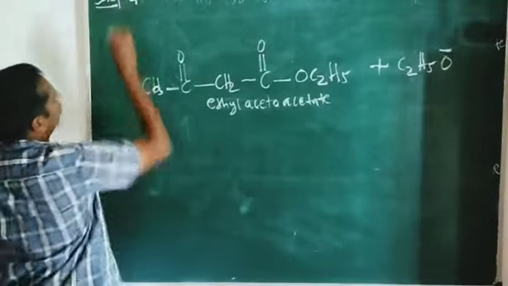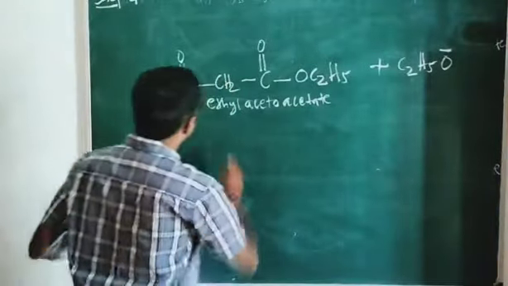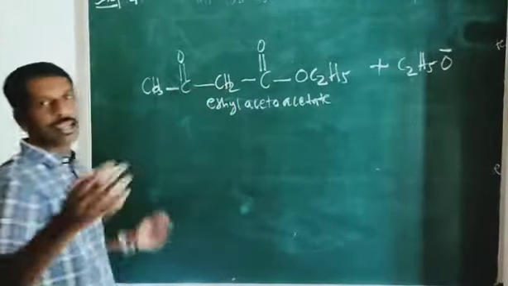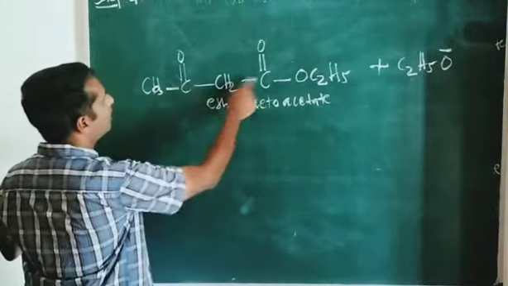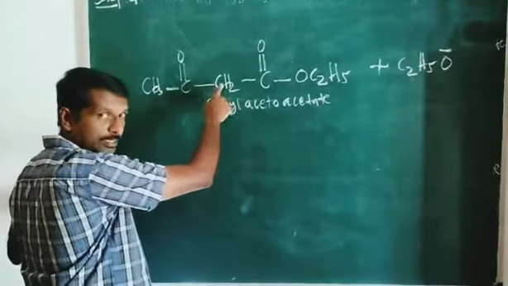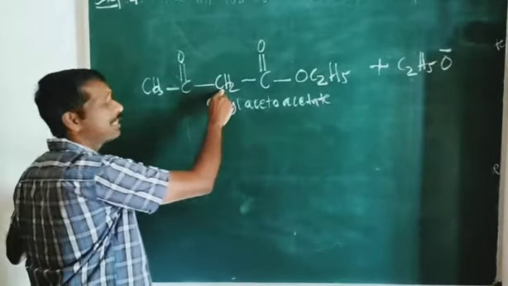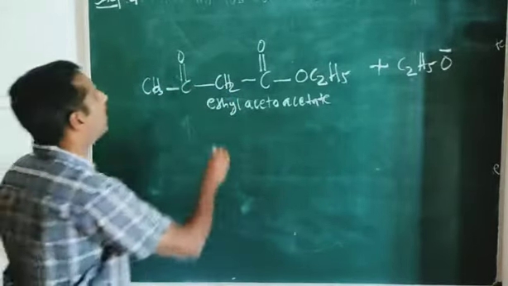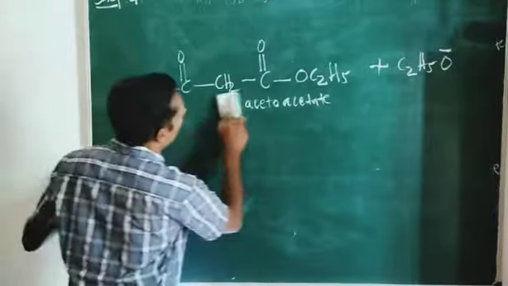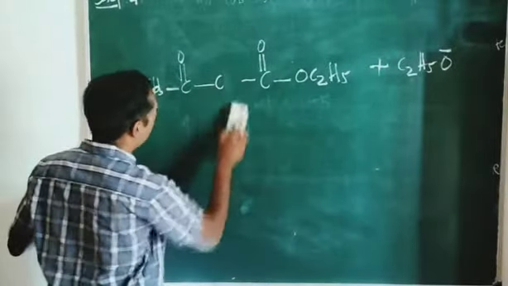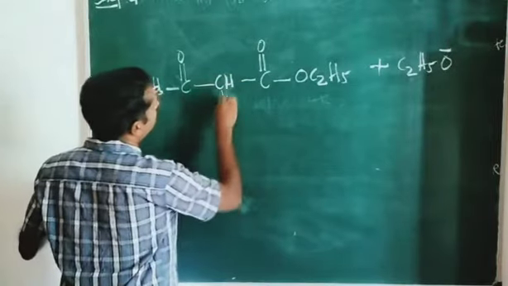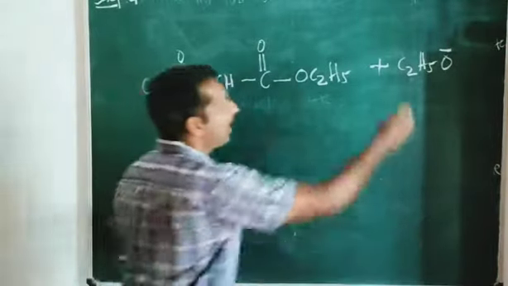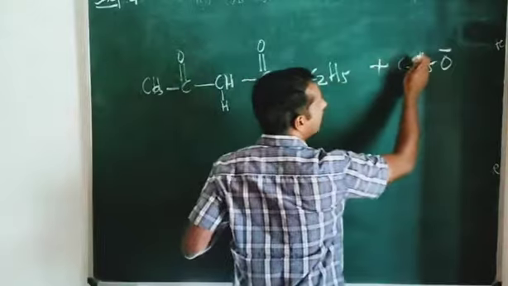Look at it here. This CH2 group, now I am again coming back to our first point, is between two electron withdrawing groups. Therefore, this is an active methylene compound. These hydrogen atoms are highly acidic in nature. Therefore, this CH2 can be written as CH, since these hydrogen atoms are highly acidic and the ethoxide ion has formed.